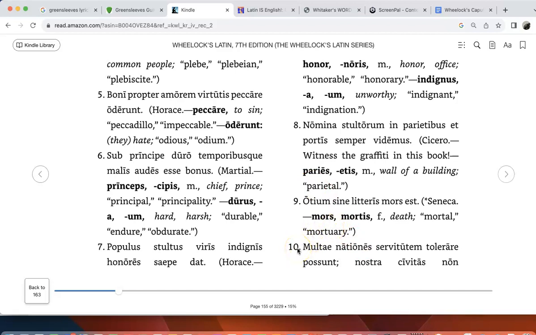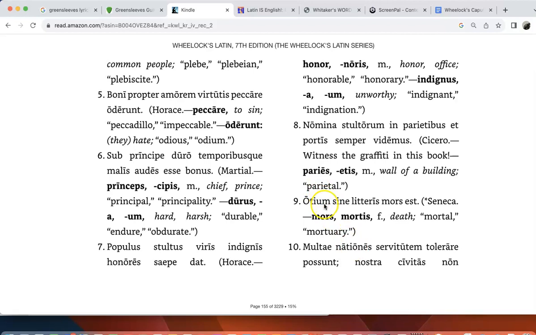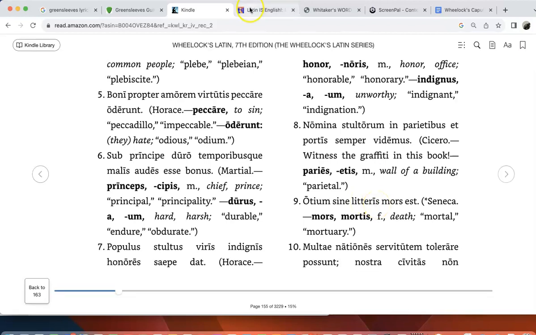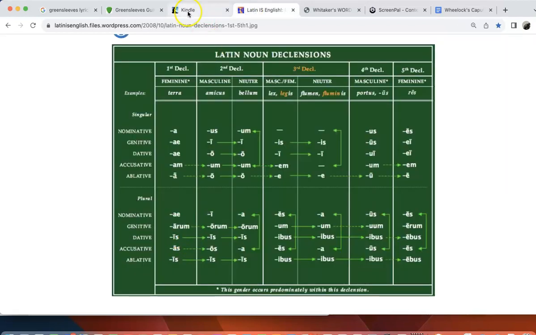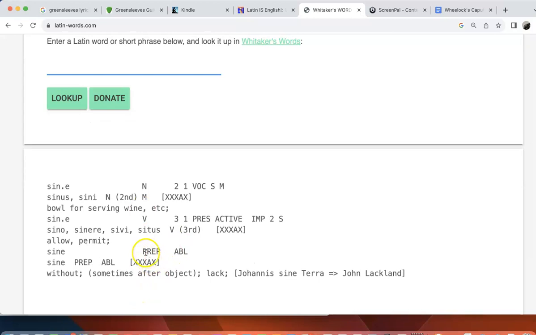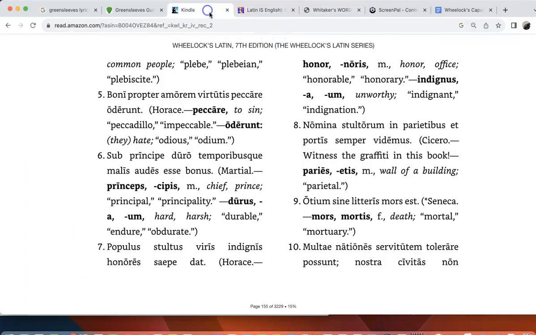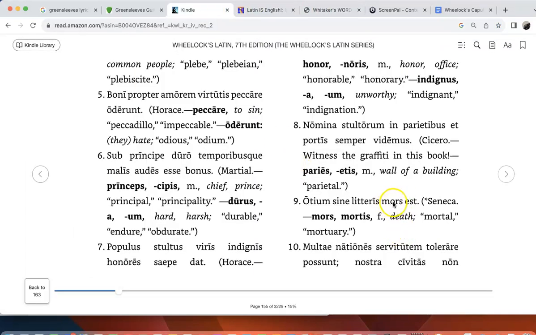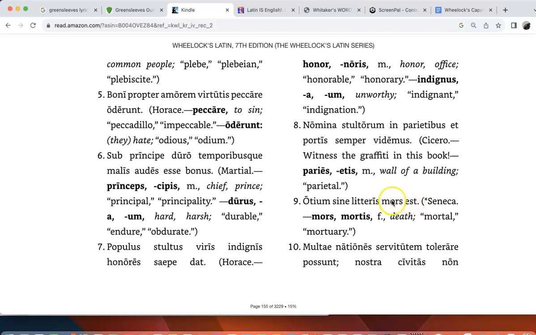Number 10. Oh, let me explain this one a little bit better. So otium, that is a neuter noun, so that's the subject. And then sine is always followed by the ablative. So what is first declension ablative plural? is. So there you go. You look right there, there it is. How do we know that sine requires the ablative? Well, if we're not sure, we look it up. So there it is, preposition plus the ablative. And then going back to the complement, mors means death. In fact, they give us the meaning right here. So mors mortis is death.